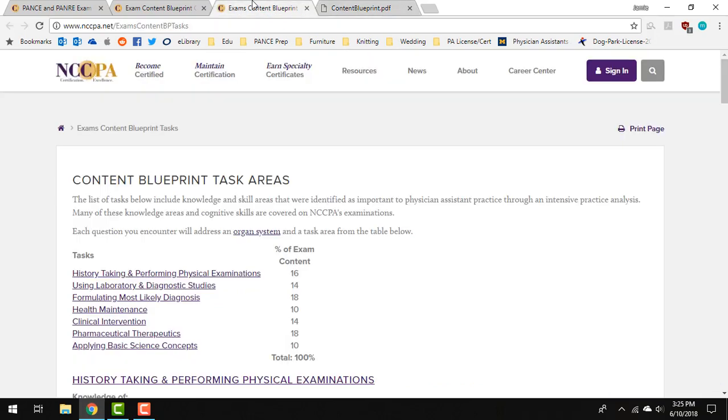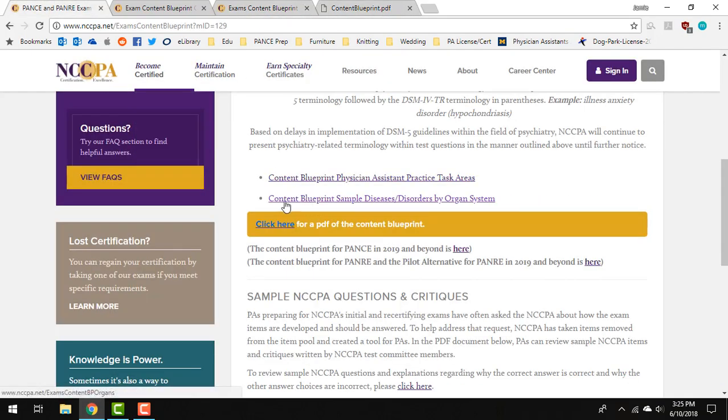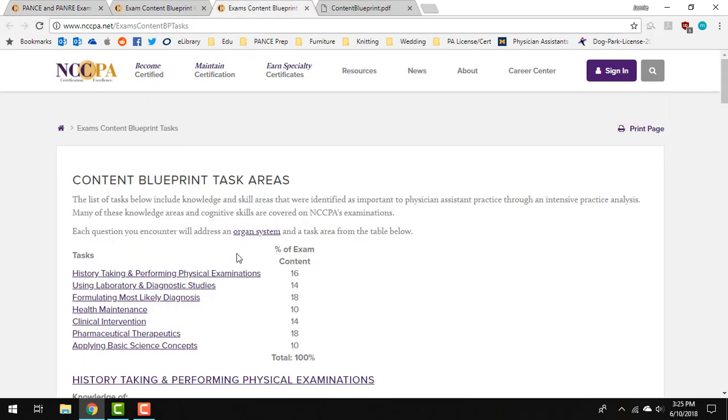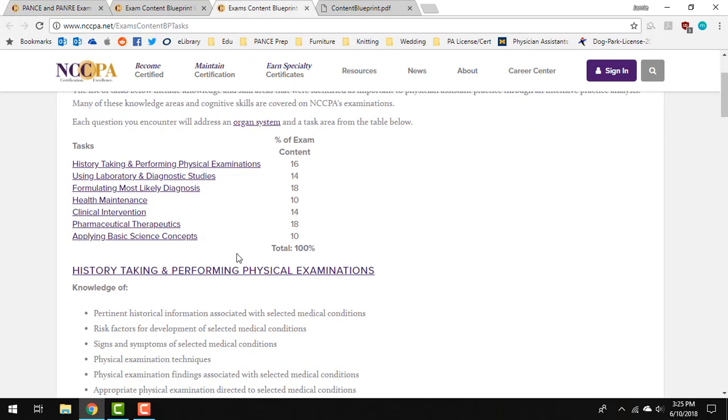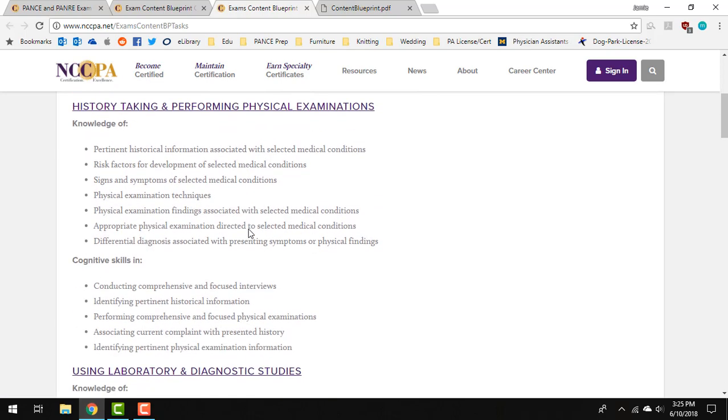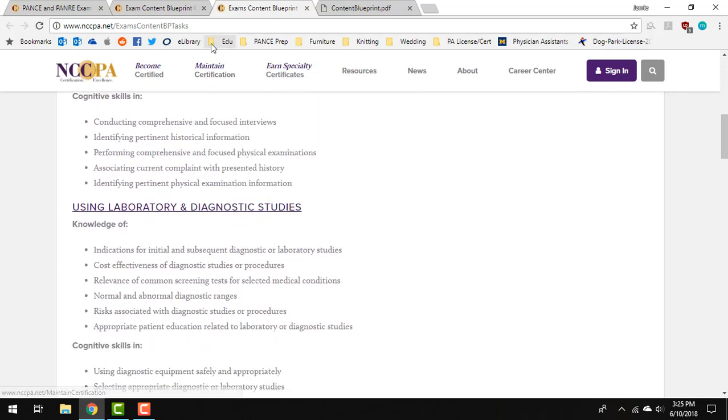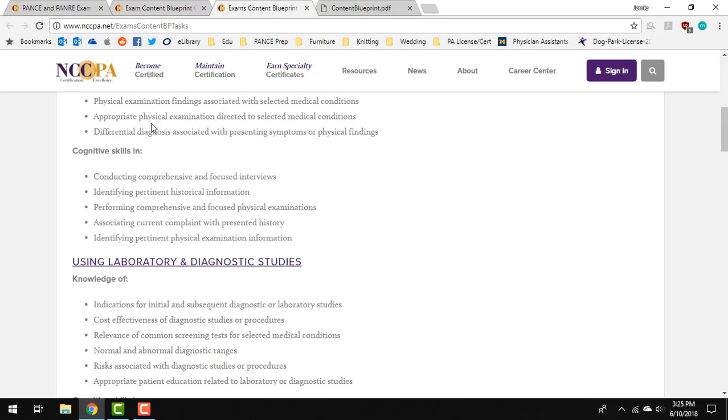This tab here was the second one I clicked. It's the content blueprint, sample diseases and disorders by organ system, and then the task areas. So this one is task areas. It's basically things like history taking, physical exam, lab and diagnostics. You get the idea. It tells you what these mean and how they apply to the exam. I tend to ignore this information. It's pretty self-explanatory. You're going to get a lab question and it's going to ask you what lab would be appropriate. You don't really need to read this whole page to understand that's what's happening.